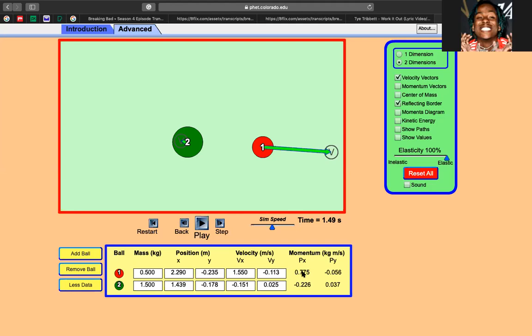Yes, for ball 1. Let's focus on ball 1 for now. Change the momentum. Remember, it was at 0.5 and now it changed to 0.775. Right? So we want to find a change, which will be the difference, which would use minus, right? Yes, sir. So find the difference.